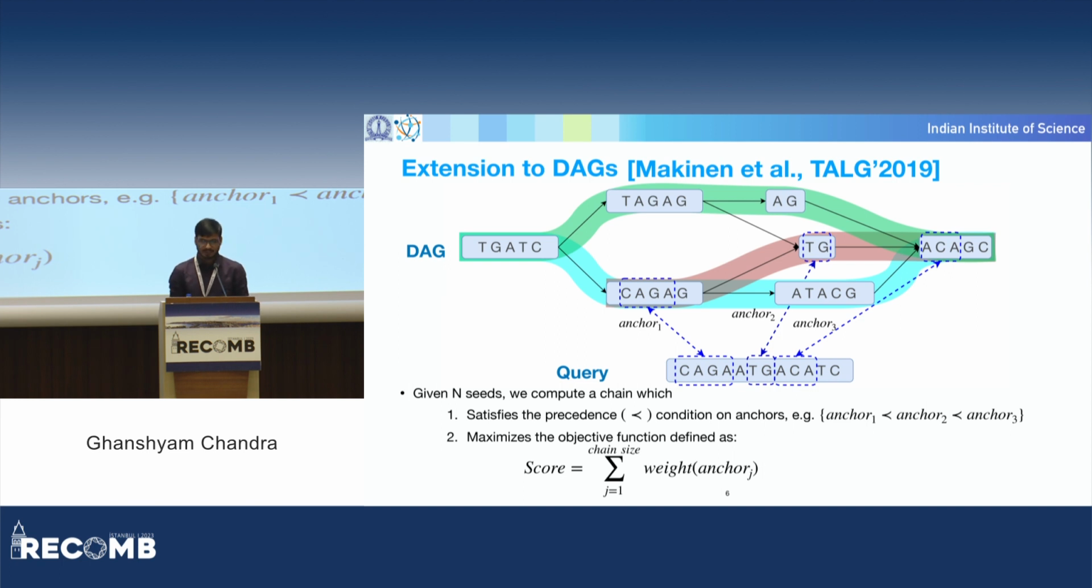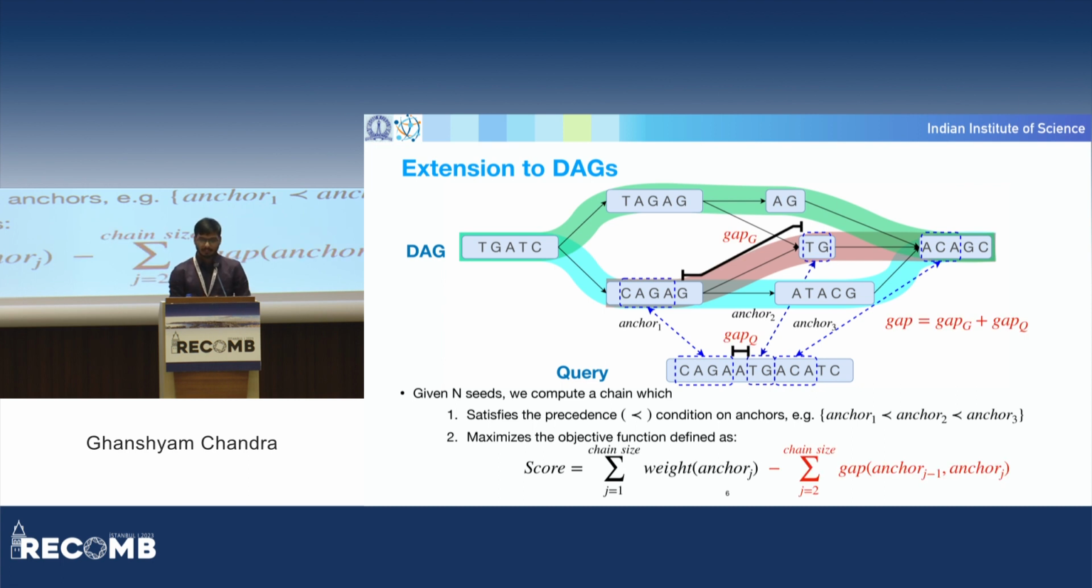We'll pick the one which maximizes the objective function defined as the score. Now, if you see here, we are only maximizing the weight, which is equal to the matching bases. Now, we define a gap on a graph and a gap on a query sequence, and we penalize that. That forms the basis of our work.